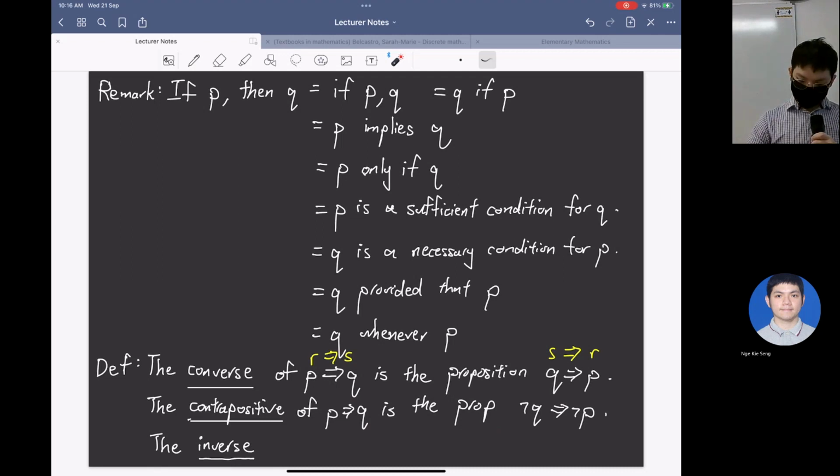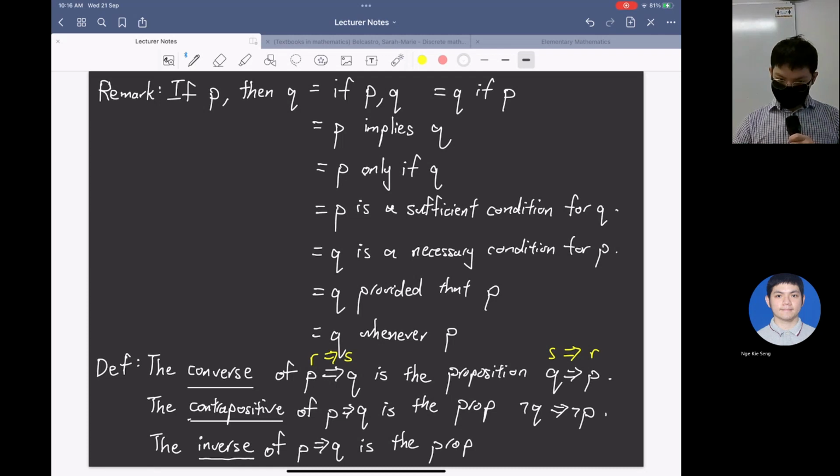Okay. The third one is called the inverse. The inverse of P implies Q is the proposition not P implies not Q. So you just put not on both. Okay, so this inverse is actually quite interesting.